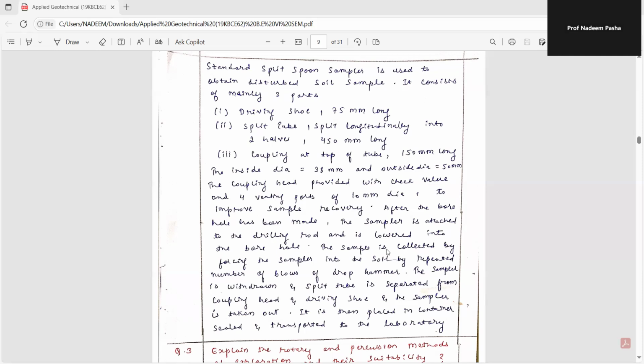After the borehole has been made, the sampler is attached to the drilling rod and is lowered into the borehole. The sample is collected by forcing the sampler into the soil by repeated number of blows of a drop hammer. The sampler is withdrawn and the split tube is separated from the coupling head and driving shoe. It is then placed in a container, sealed and transported to the laboratory.